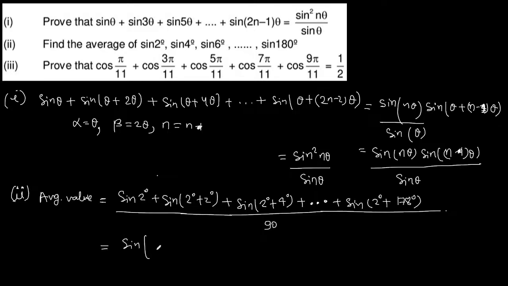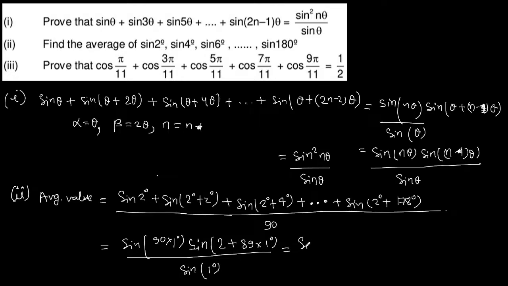So we can do sine n beta by 2, where beta by 2 is 1 degree, into sine of alpha plus n minus 1 beta by 2, upon sine beta by 2, which is 1 degree. This is sine 90, this is sine 91, and we have sine 1 degree. So it is nothing but sine of 90 plus 1, which is cos 1, so we can say cot 1 degree.